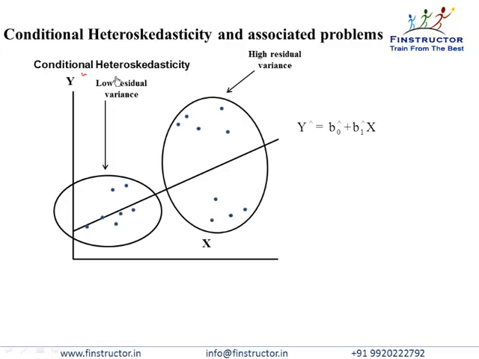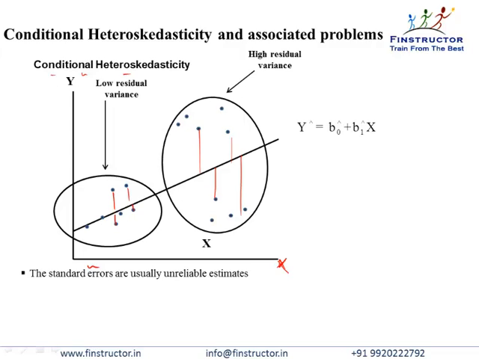So conditional heteroskedasticity would look something like this. We see that the errors or the residuals are lower when the level of the independent variable is lower, and the variance of the residuals or of the error terms tends to go higher when the level of the independent variables goes up. So variance is not constant, it's increasing, and variance is dependent on the level of the independent variable. Hence, the situation will be termed as conditional heteroskedasticity.